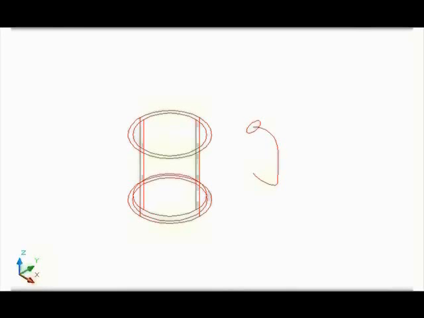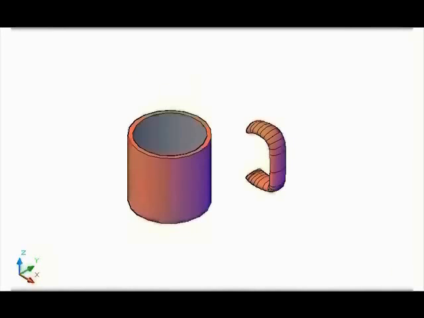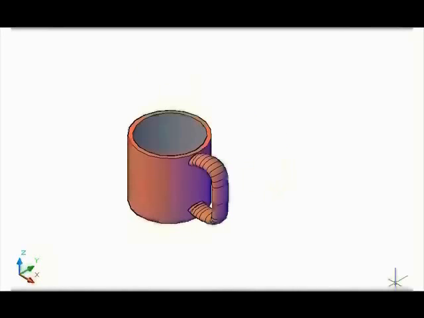Tutorial 18 demonstrates a practical application for extruding along a path. The example shows how to create a handle for a coffee cup by extruding an ellipse along a polyline. It's a good idea to create the extrusion some distance away from the object. Upon completing an extrusion, it can be moved to its proper location later, as shown.